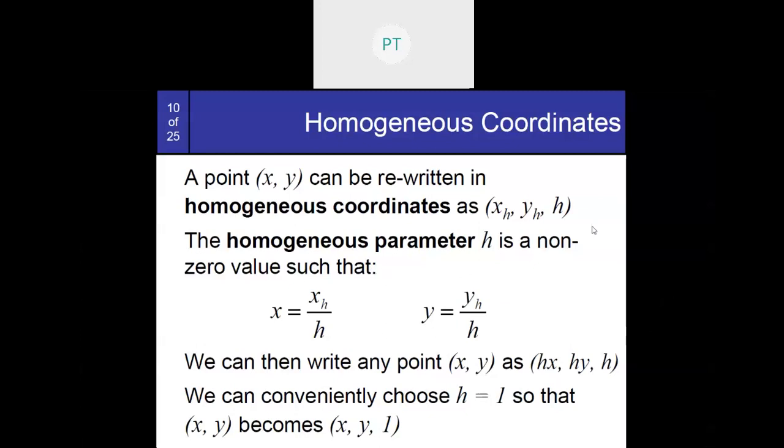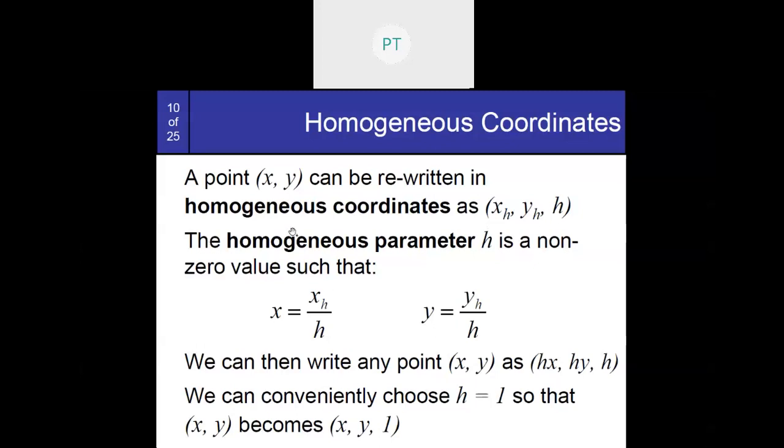Okay, then next is homogeneous coordinates. Homogeneous coordinates. This is a very important thing. Here you can see why it is important. A point x, y can be rewritten in homogeneous coordinates as xh, yh and h. This h value is nothing but 1. You can consider this value as 1.